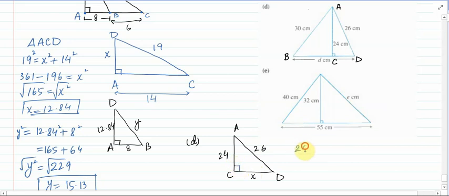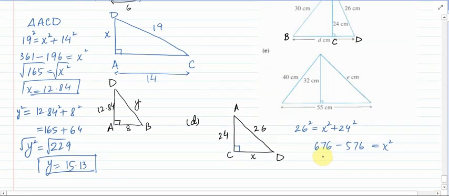So it will be 26 square is equal to X square plus 24 square. 26 square is 676, minus 24 square is 576, is equal to x square. It will be 100 is equal to x square, root on both sides, so x is equal to 10, right?